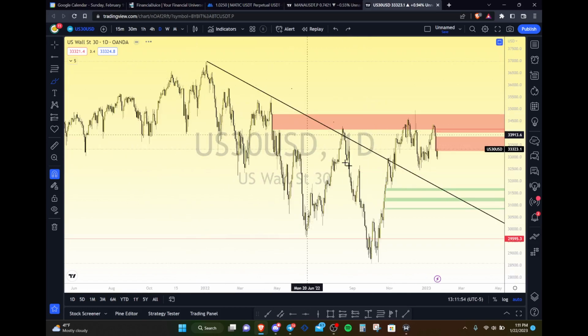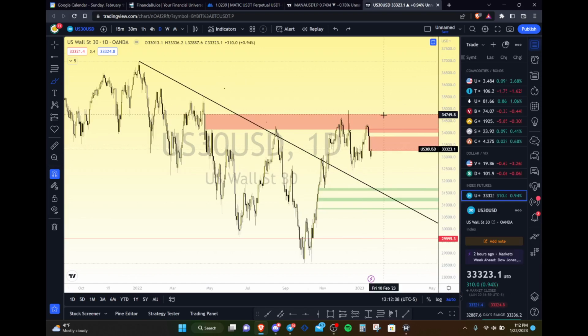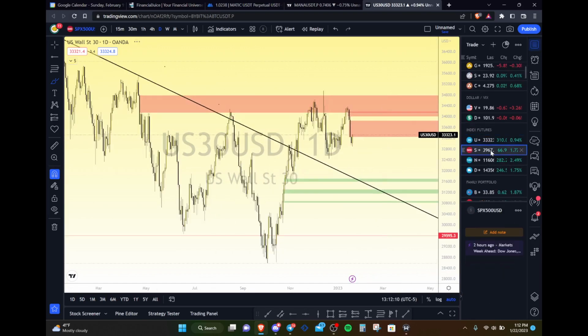Overall, I do have a short-term bearish bias, but midterm, I have to be somewhat bullish on the Dow. And then when I look out further into the year, just like with Bitcoin, as we'll get to that, I do have a more bearish take on most indexes. All right, next is S&P.